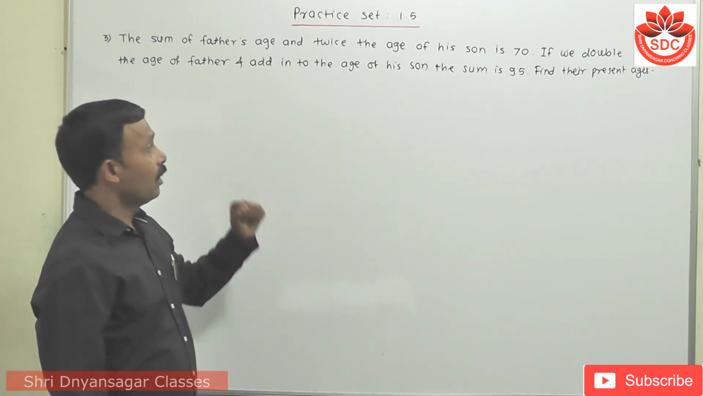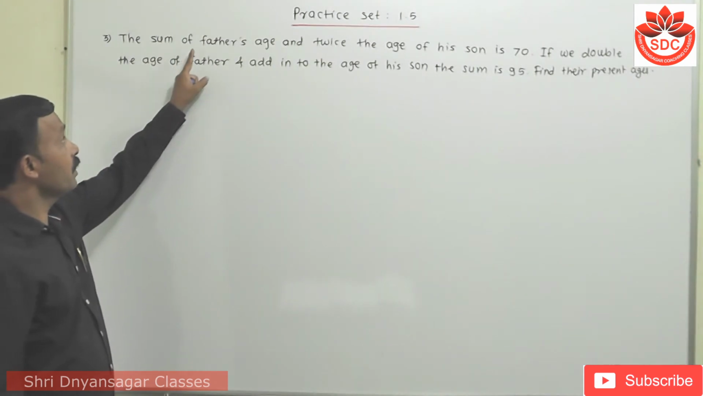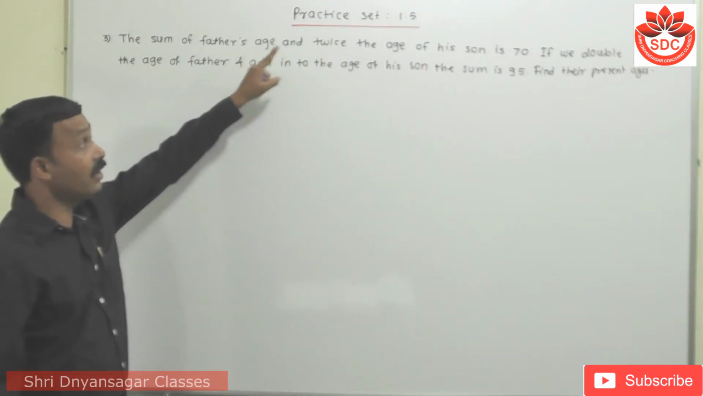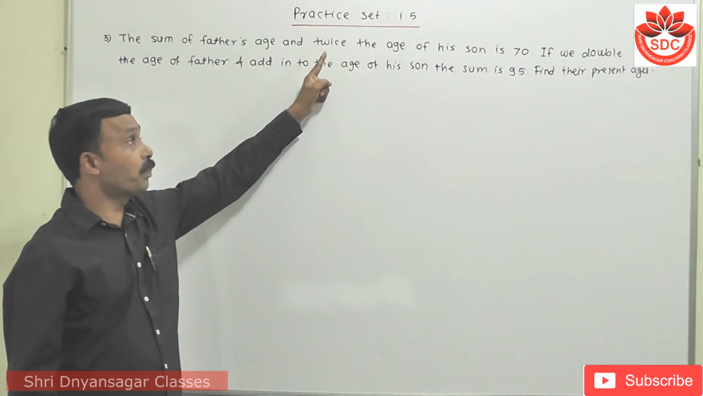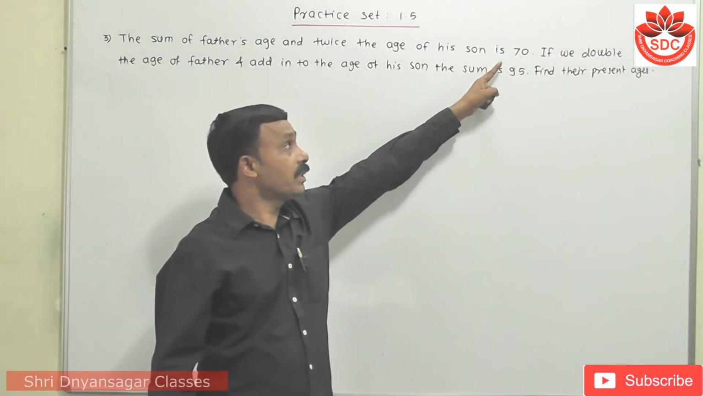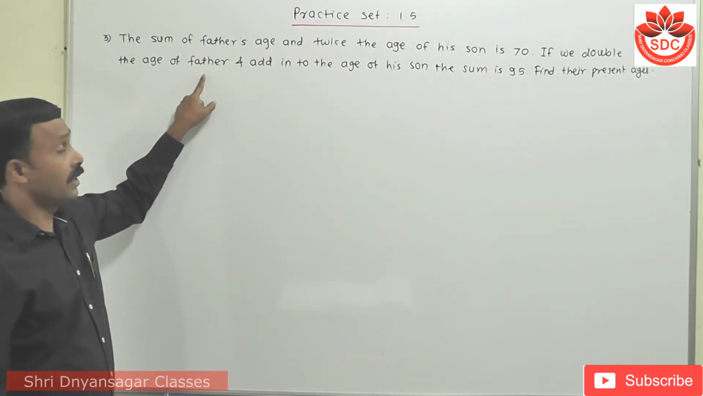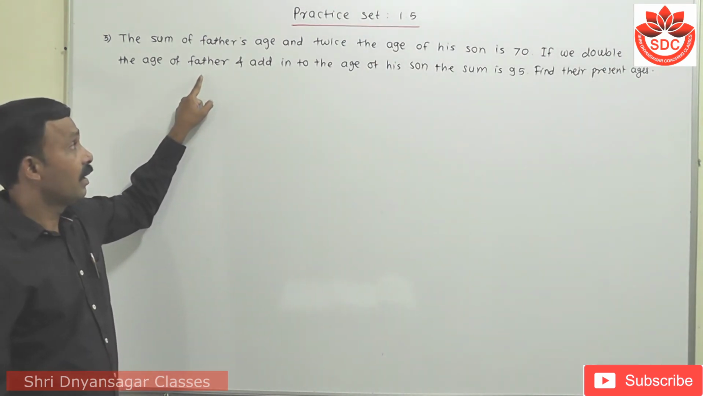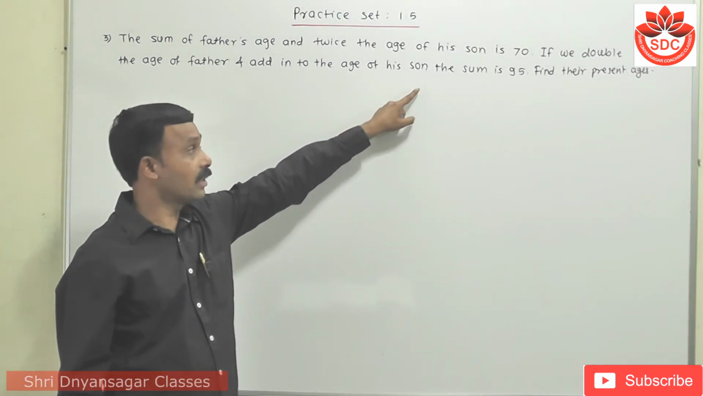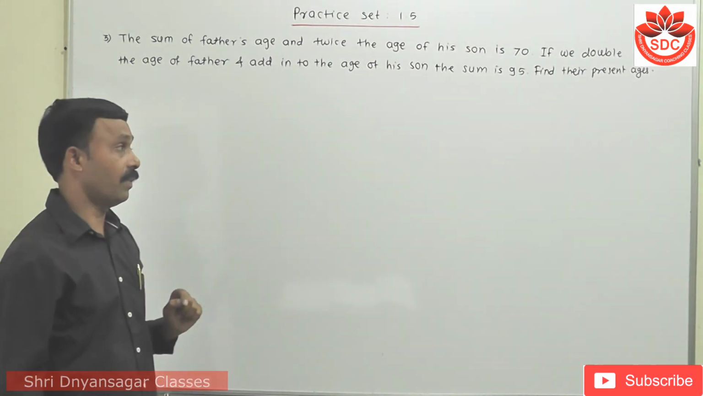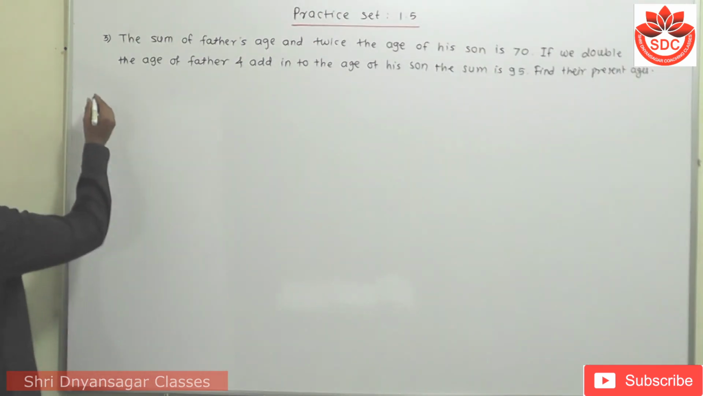Now student, we have to take here the present ages of the father and son. Then by using the first condition, sum of the father's age and twice the age of his son is 70. The second condition says: if we double the father's age and add it to his son's age, their sum is 95. Find their present ages. Okay, let we take the present ages of the father and his son.